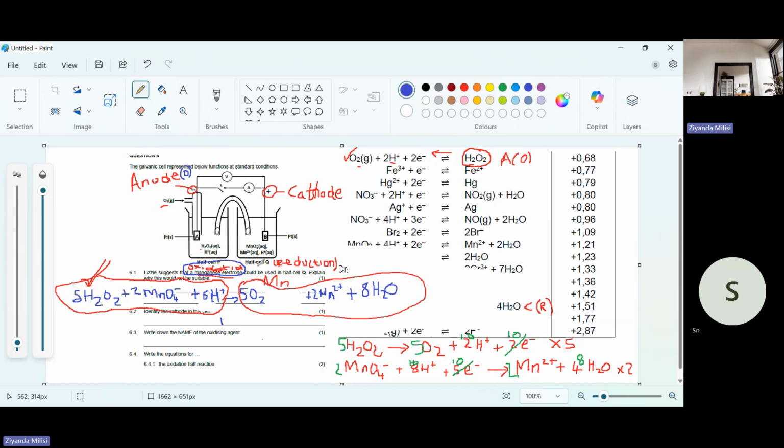So the oxidizing agent is found here. Remember, H plus is out because it's a spectator. Can you see that? H plus appears on both sides of the reaction, so it can't be. Therefore, our oxidizing agent, it's this one, MnO4 minus. But they said write down the name. What is the name of this ion?